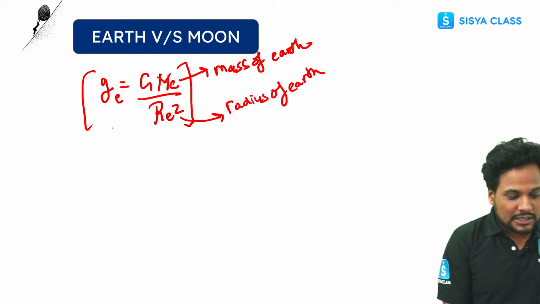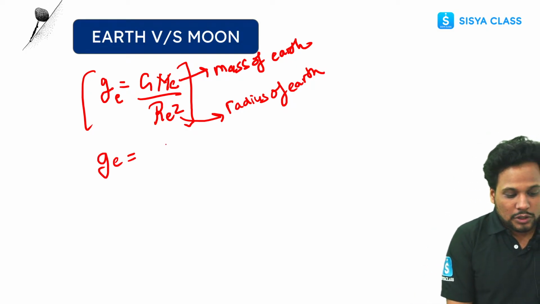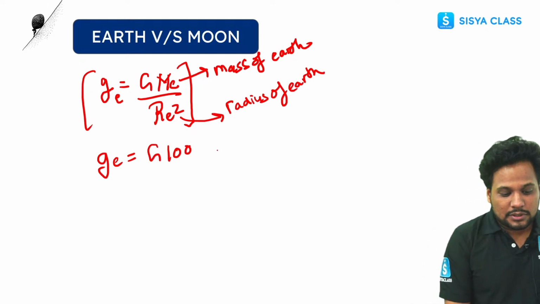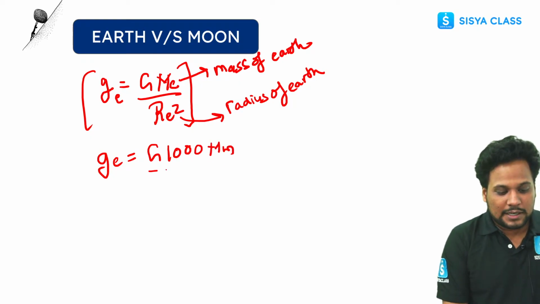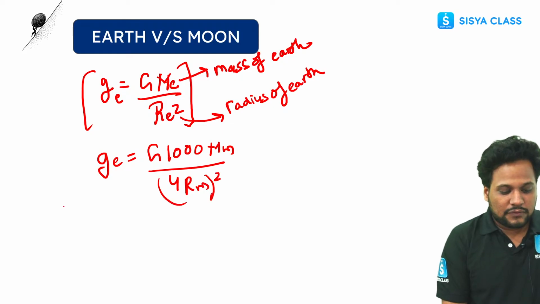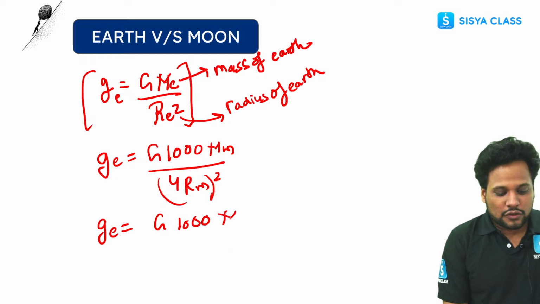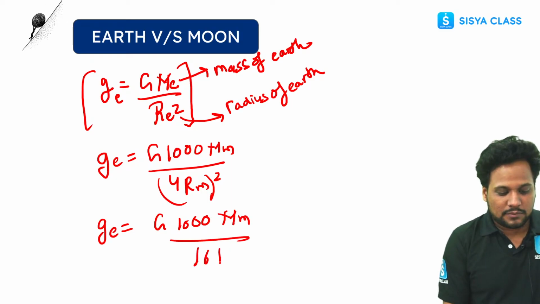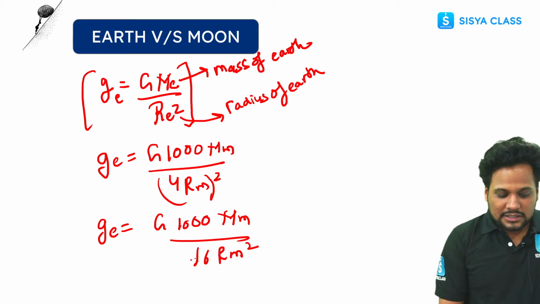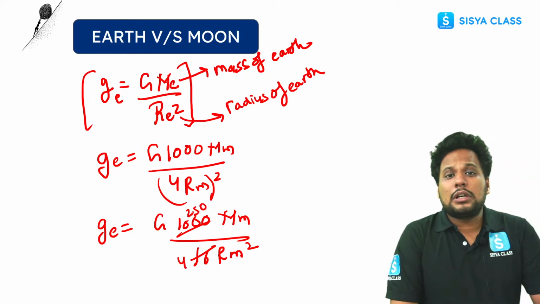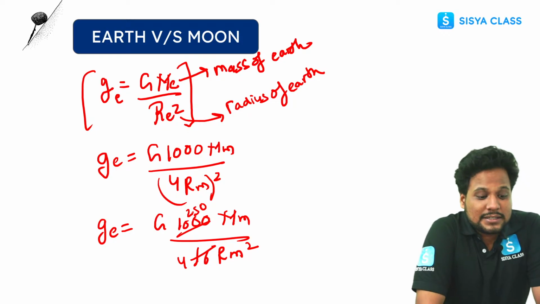अब इसको हम put करते हैं इस equation में. So what you are going to get: g times 1000 times mass of moon divided by 4 times radius of moon square, right? If we further solve this, we get g times 1000 mass of moon divided by 16 times rm square, since 4 square is 16. If you calculate this, what are you going to get? Tell me.